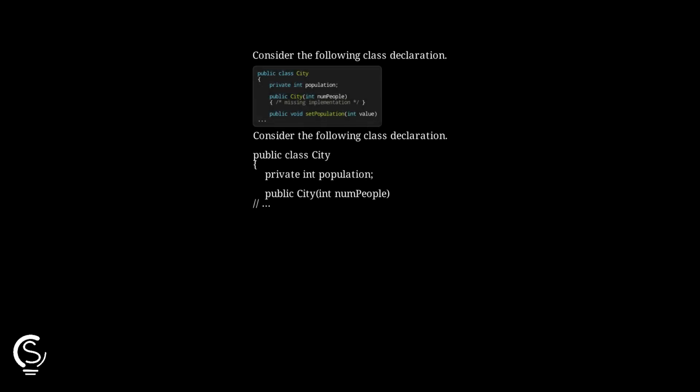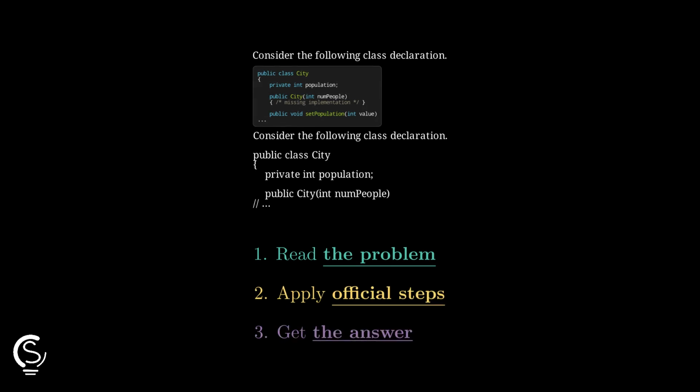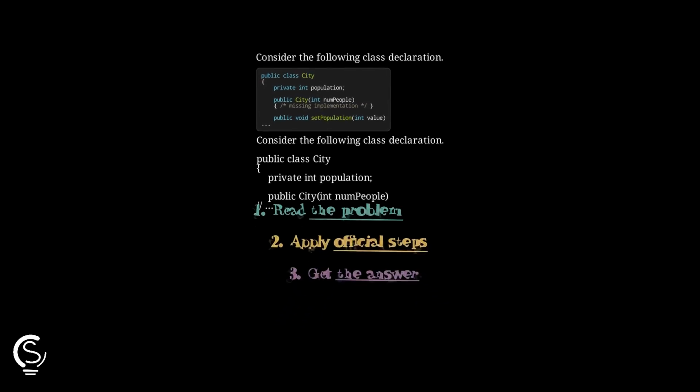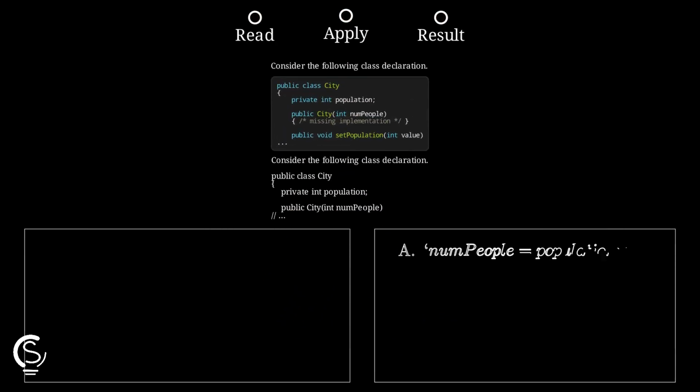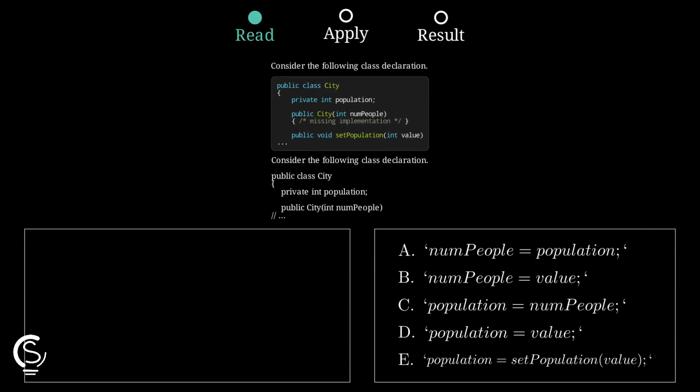I got your back. Java constructors are essential for setting up objects correctly. Find the right line to initialize the city population variable in this quick coding challenge. The constructor's job is to take the incoming parameter value and store it inside the private instance variable. In this case, we must assign the value of num people to our population.